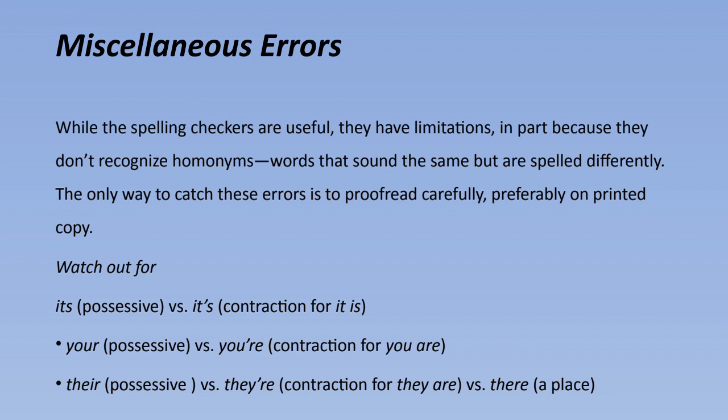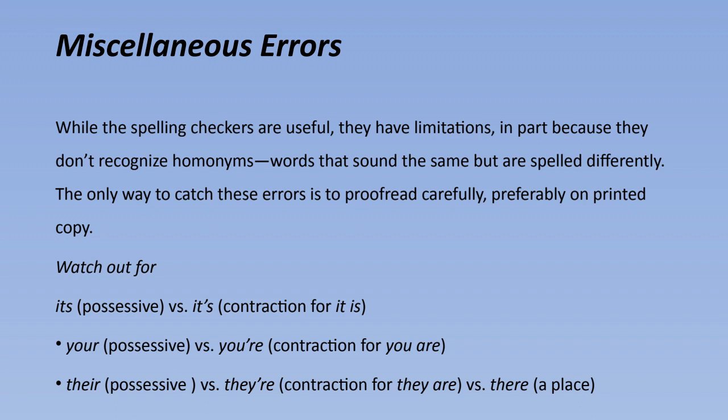So a good example of that is, yes, it says this at the bottom, there and there and there. The only way to catch these errors is to proofread carefully, preferably on printed paper. Now I know that's not always possible, and sometimes if you have the capacity and you have the time, read your work from the end of the text, so read it backwards, right up to the start of the text.